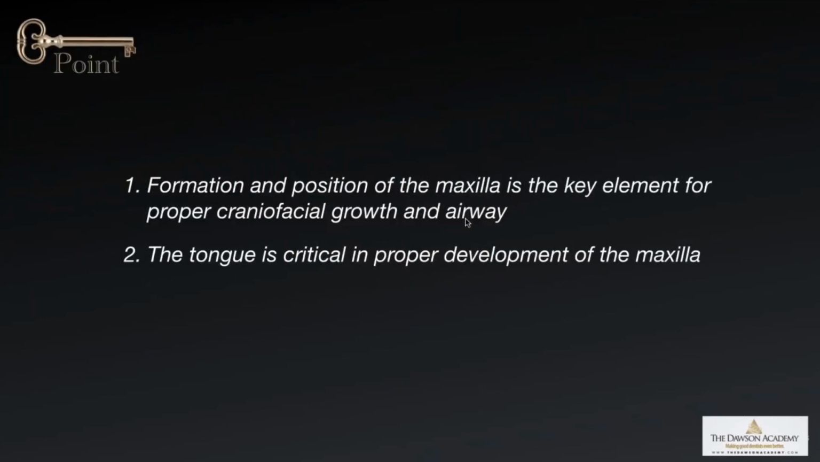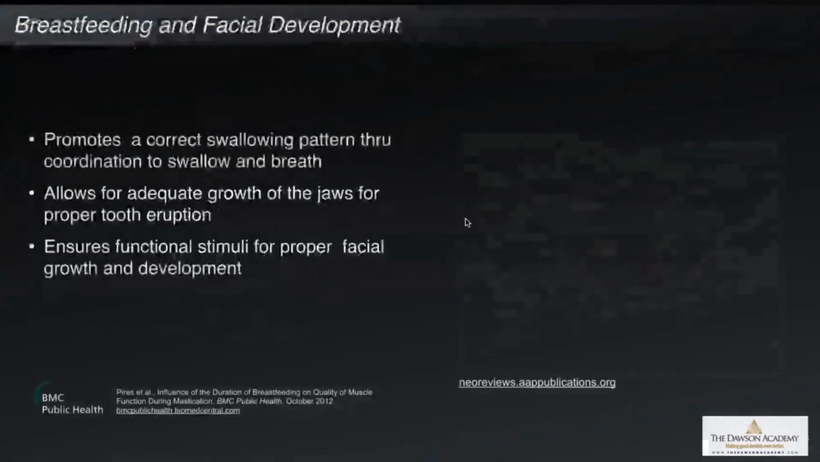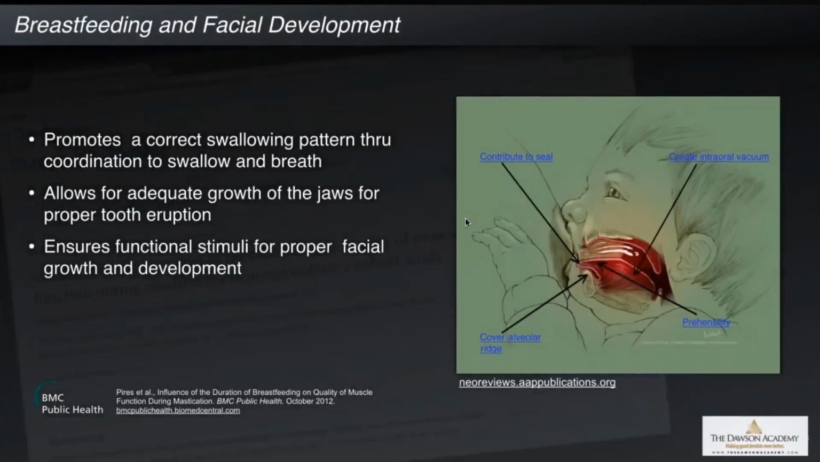Formation and position of the maxilla is a key element for proper craniofacial growth and airway. And the tongue is the critical part for developing the maxilla. So think about breastfeeding, because this happens early on, and what change we can affect here at the very beginning. One of the things that breastfeeding does is allow and train the tongue to go up and forward as it latches on. So if a child doesn't breastfeed or can't breastfeed, they've lost that training to the tongue, which is then going to help grow the maxilla.